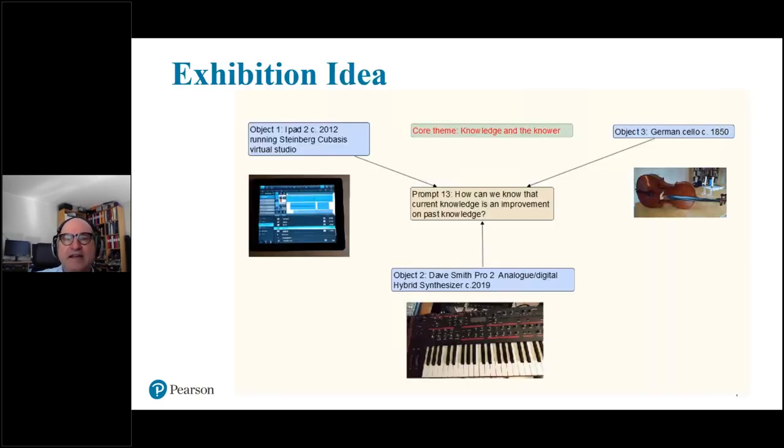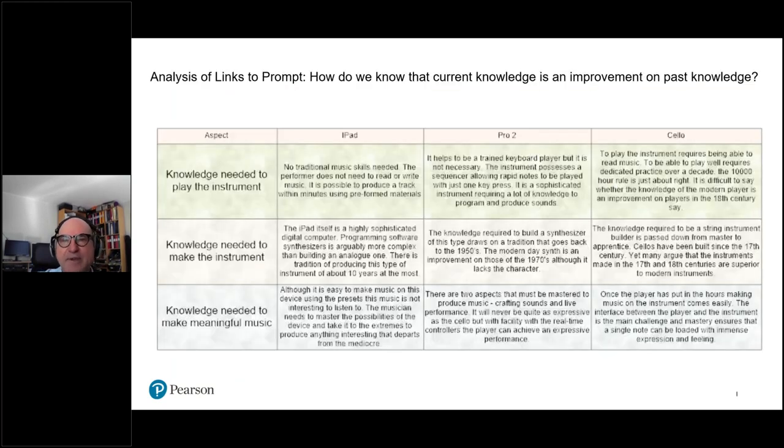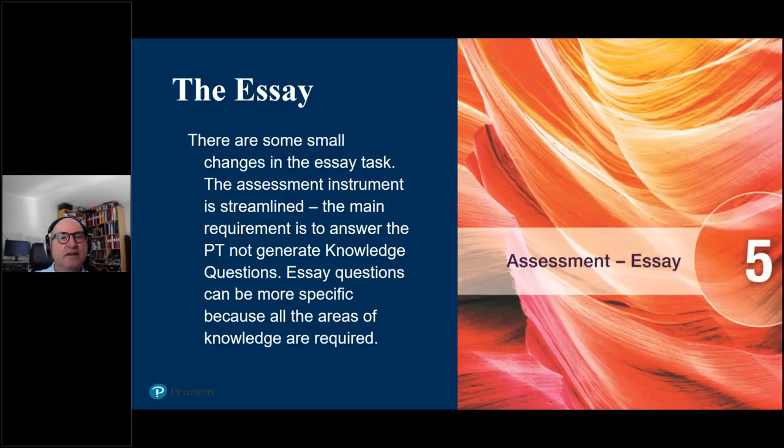I thought, well, okay, can I make an exhibition out of the objects I have in my room? Again, I'm a musician, so I'm surrounded by musical instruments here. And again, I did something similar, made my exhibition of 3 instruments from different time periods, as you can see. And the prompt was, how can we know that current knowledge is an improvement on past knowledge? I gave you a similar graphic, how I try and compare each of these instruments to aspects of the prompt. Again, this is something you can look at on your own. We've done a quite careful analysis in the book of these exhibitions, and that hopefully will be helpful for you and your students. We're getting towards the end now.